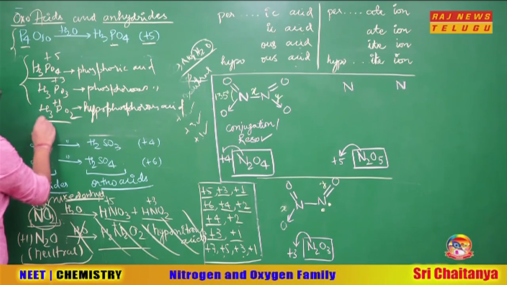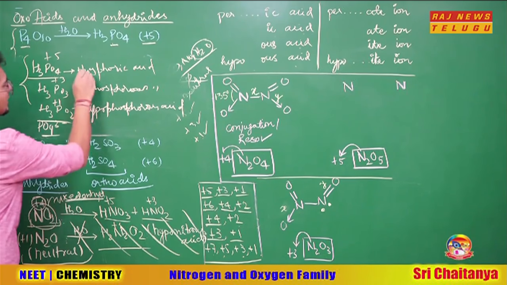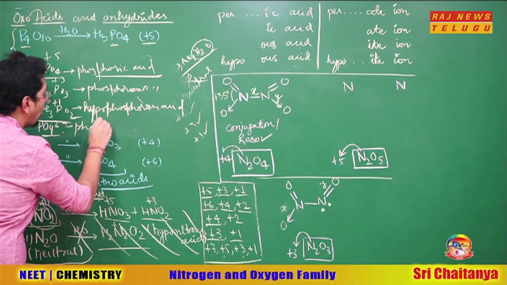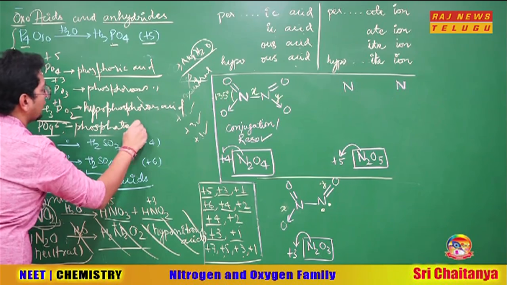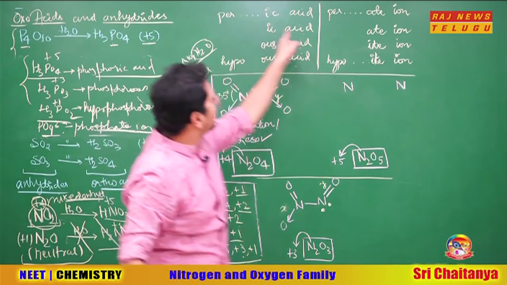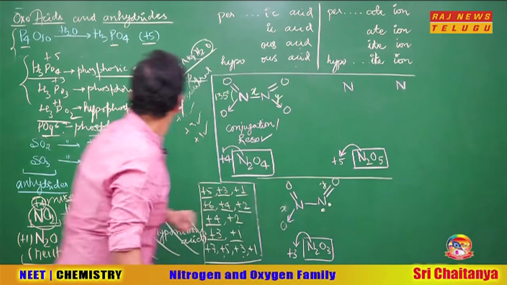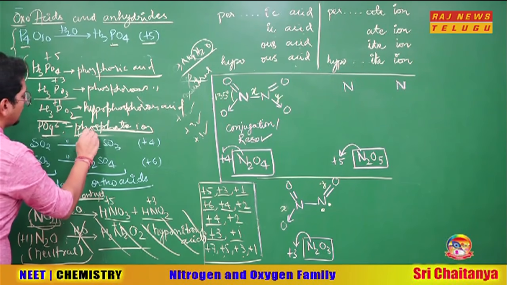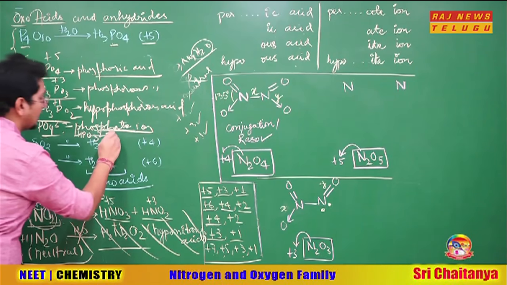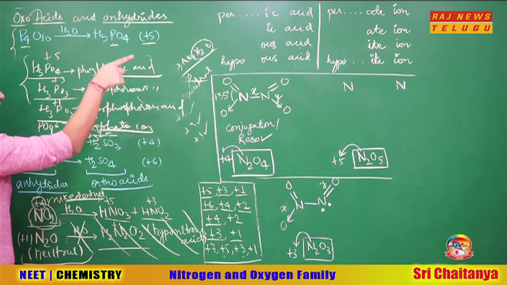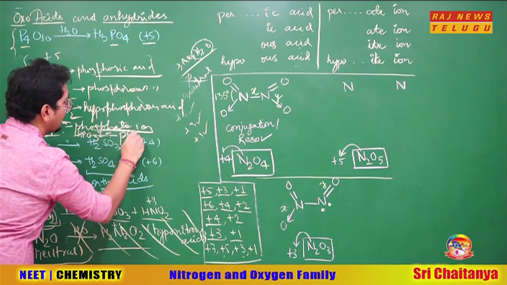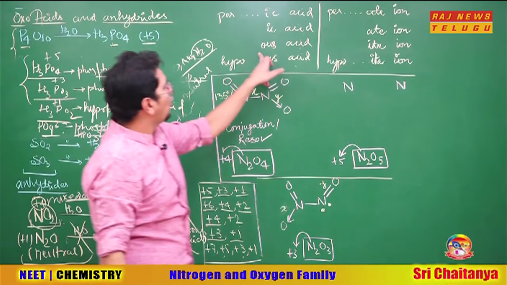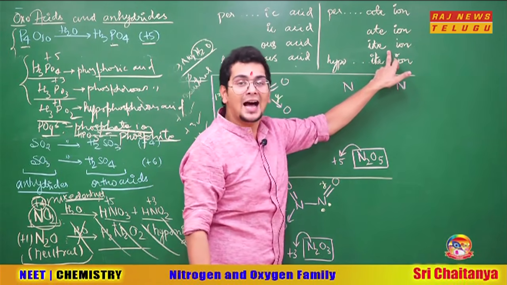That means PO4 3 minus, ic acid is the acid, so the anion will be named as phosphate. Why phosphate anion? Because ic acid gives ate. Whereas if I take H3PO3, its anion is HPO3 2 minus, then the name is going to be phosphite. Why phosphite? Because when we have ous, the anion is ite.